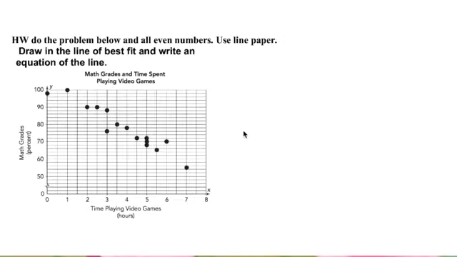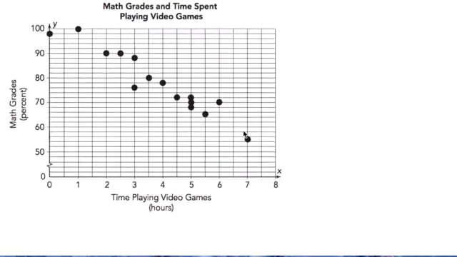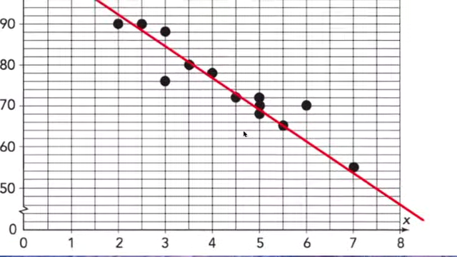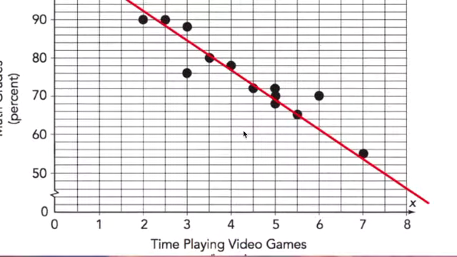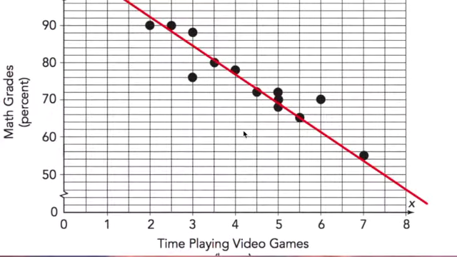Direction on this homework, you're supposed to write it in slope-intercept form. So you need to draw your line of best fit like I explained in class. Use the pencil, draw the middle, somewhere in the middle, right? And then I would choose numbers like 4 and make sure it's on your line. Do not use any dots that's not on your line.